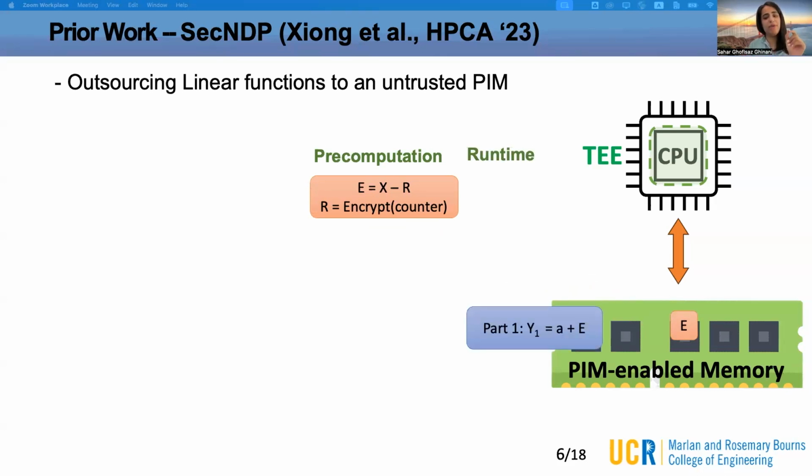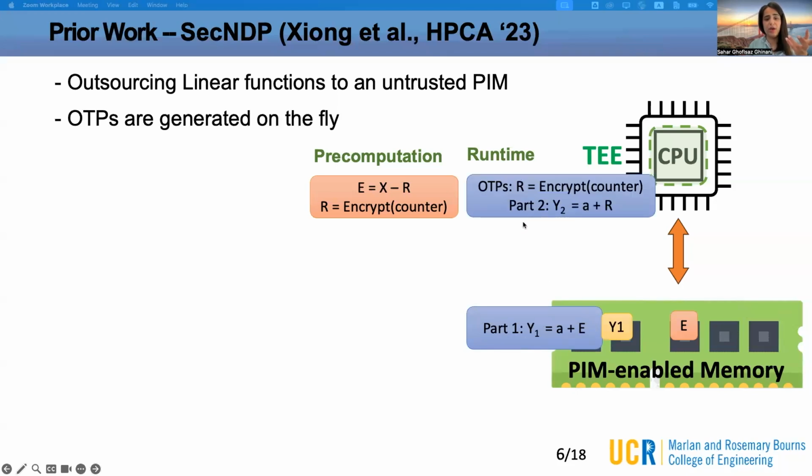During the runtime, kernel computation is performed over the ciphertext on the PIM. And at the same time, the same computation is performed on the TEE over the one-time pads. Okay, so these one-time pads are generated on the fly, so there is no need for data communication between memory and the TEE to perform the computation over those one-time pads.